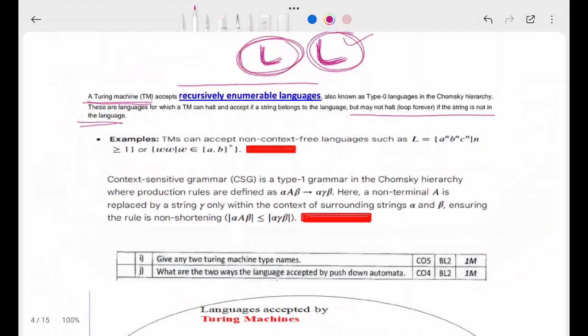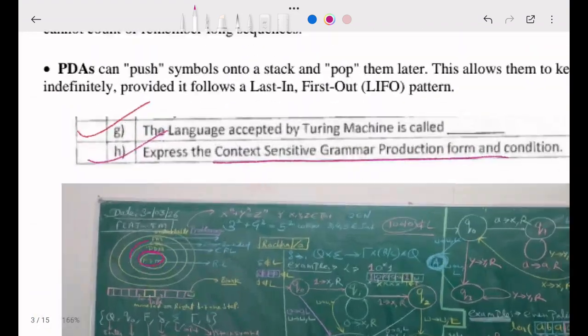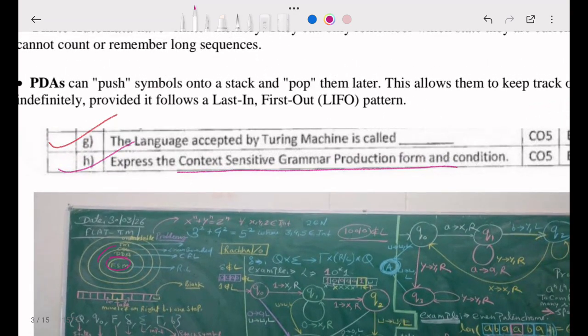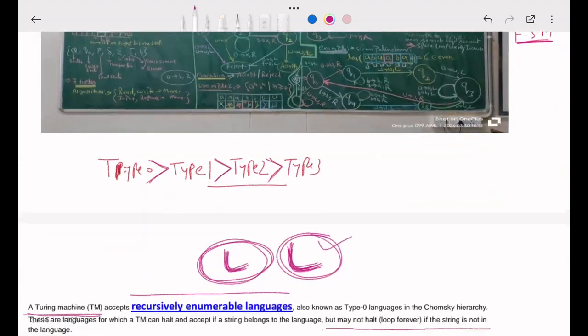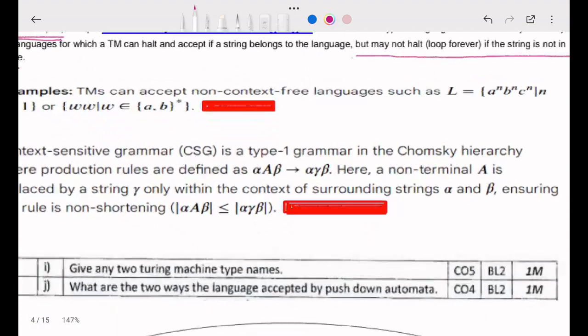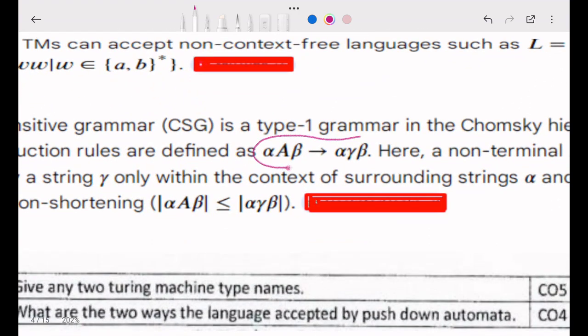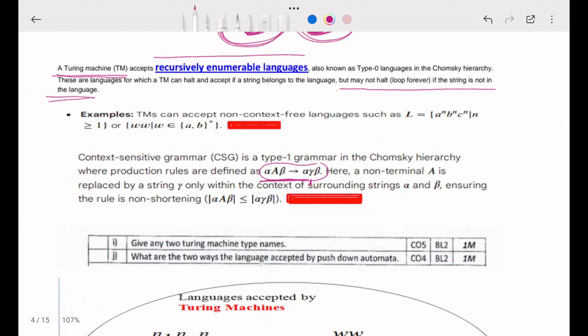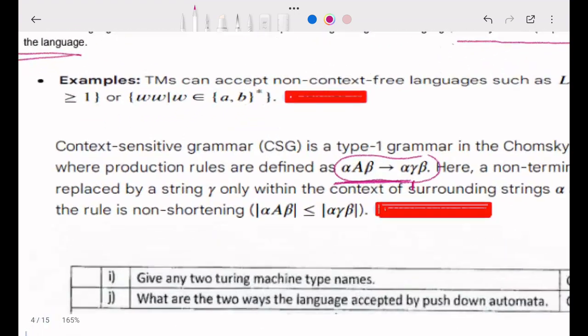Now the next question. This question we also asked last time: express the context sensitive grammar production. Here you have to remember this: alpha A beta, where alpha and beta are strings and A is the non-terminal, and A produces gamma. This production you have to write in your exam for the context sensitive language.